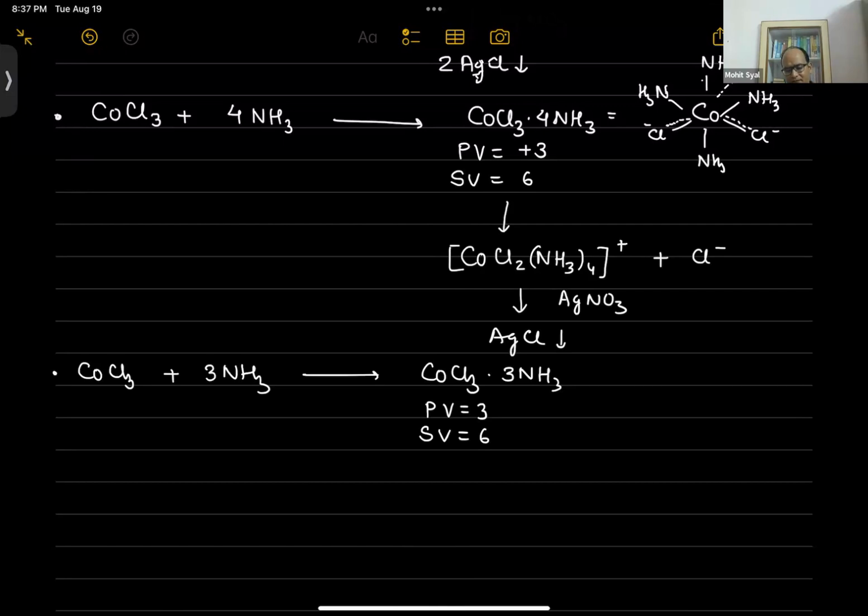Primary valency means this is +3 charge. And who is going to satisfy it? Cl. So there are 3 Cl minus to balance that +3 charge or satisfy the primary valency. But what about the secondary valencies? Secondary valency is 6. Got it?